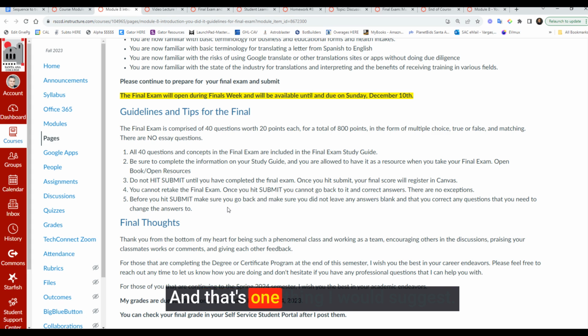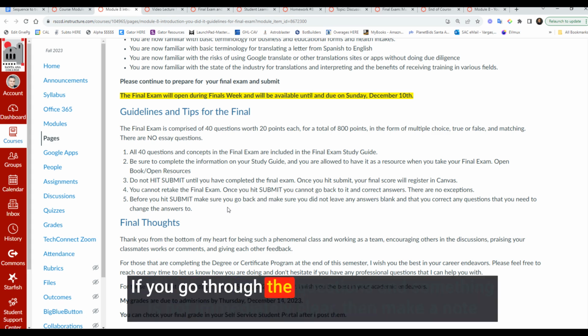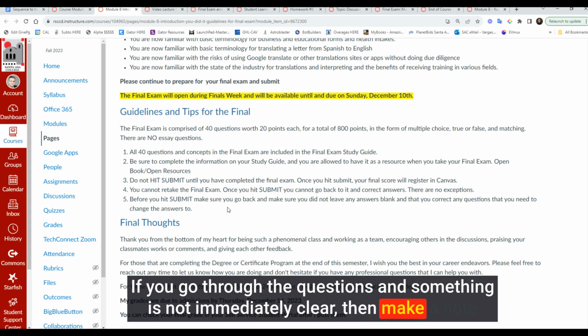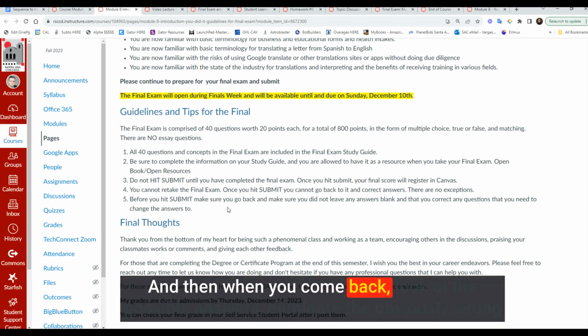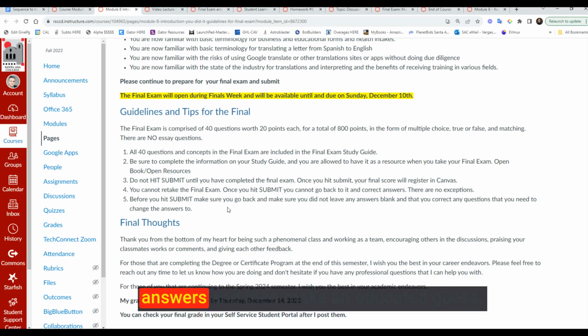And that's one thing I would suggest. If you go through the questions and something is not immediately clear, then make a note on a piece of paper and then come back to it. And then when you come back, look at the possible answers, eliminate the obviously wrong answers, and then make an educated guess. There are no penalties for wrong answers.